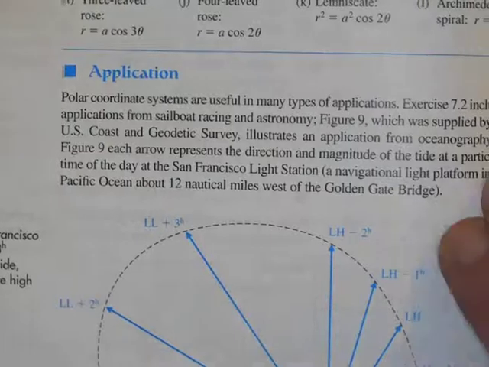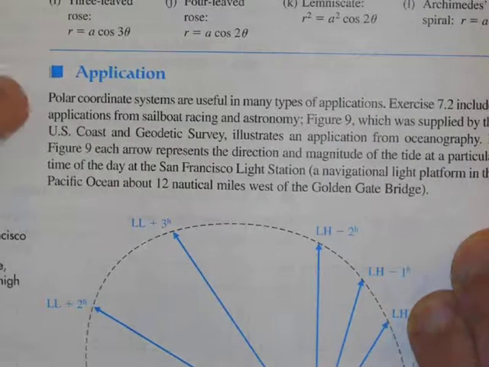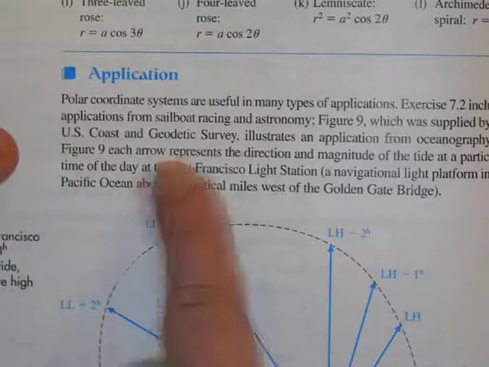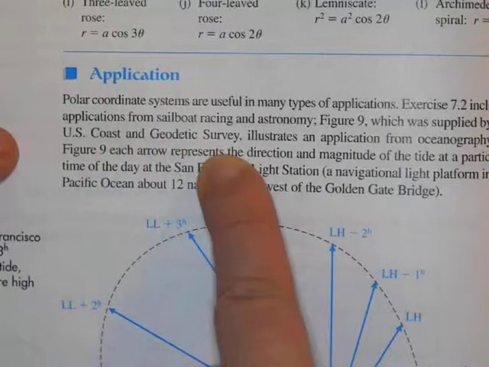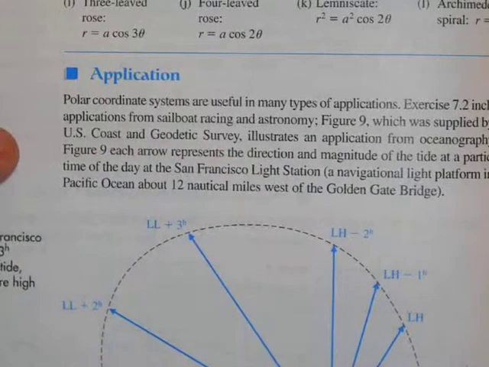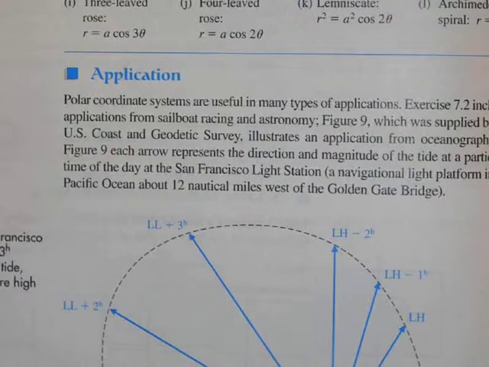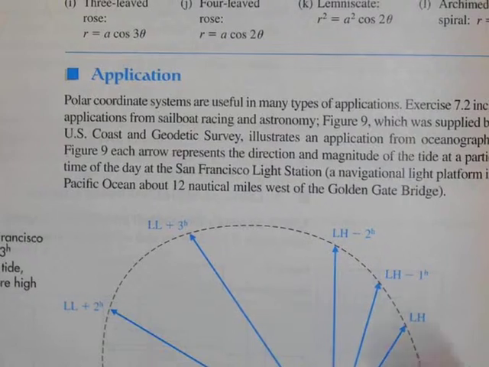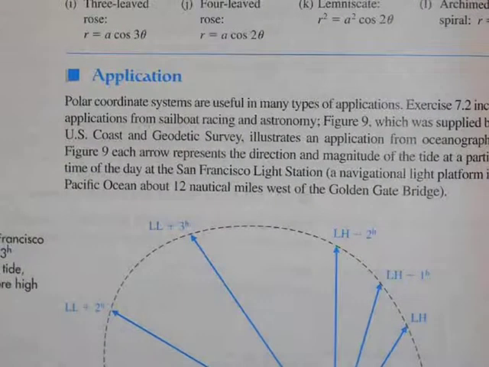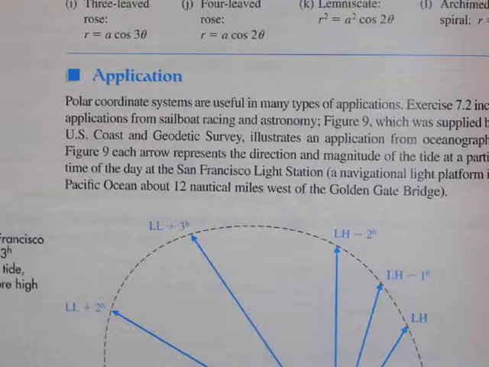If you look here, I don't think I've ever read this before. This is actually by the U.S. Coast and Geodetic Survey, for oceanography. It's the direction and magnitude of tides in the San Francisco Light Station. They make kind of a polar looking graph. Kind of cool. You can't do that one on your calculator.